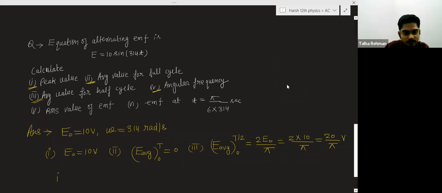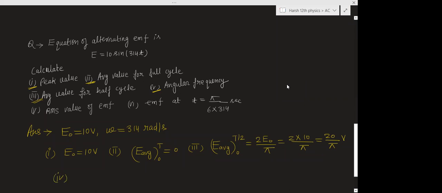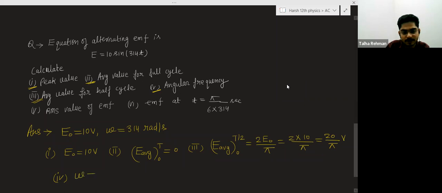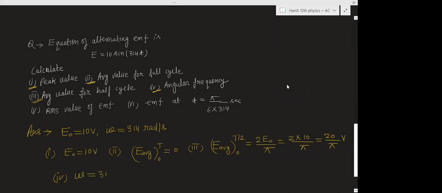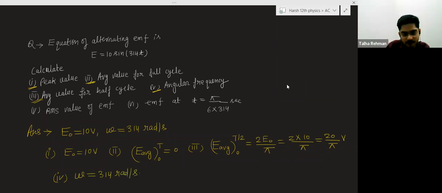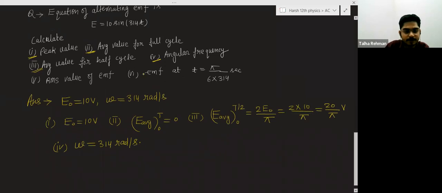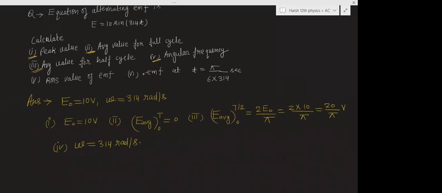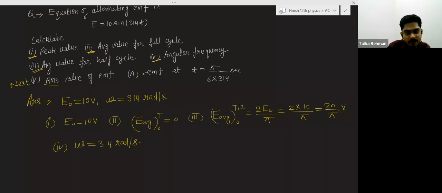Fourth part, angular frequency is omega. Already found it: omega is 314 radian per second. One more part we can find, the fifth part. The fourth part we will do in the next class, because I have not told you the RMS value.